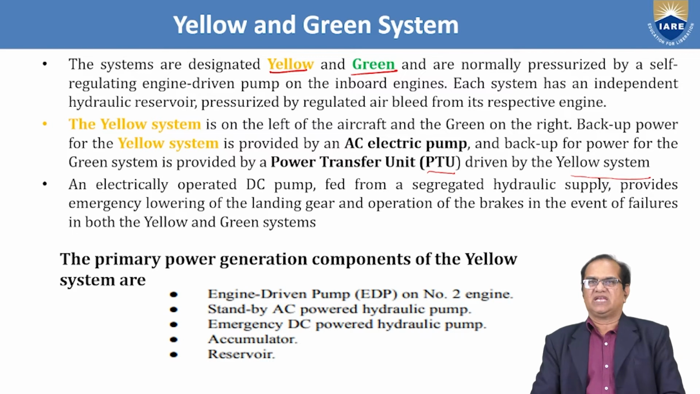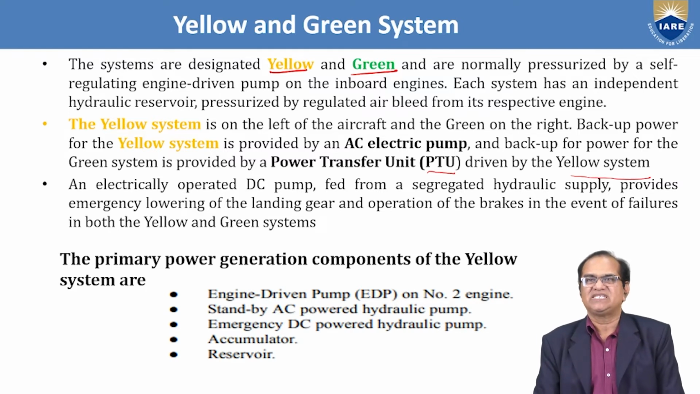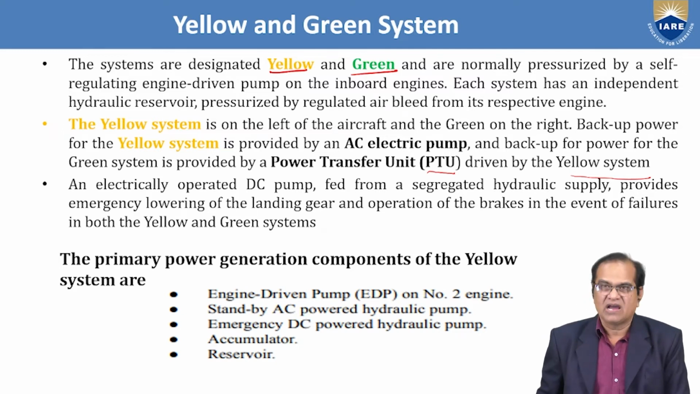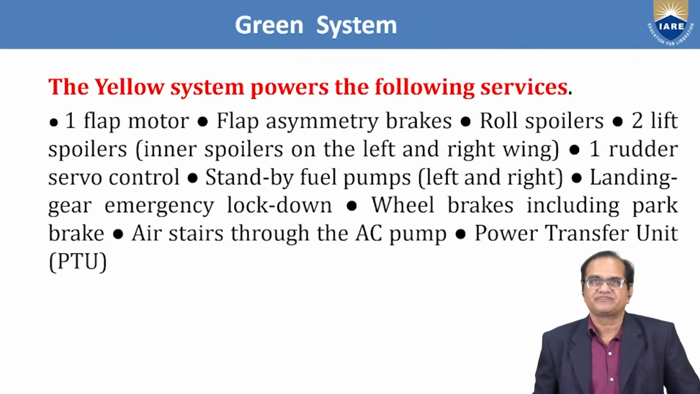The primary power generation components of the yellow system are the engine driven pump, EDP, on number 2 engine. So what are the primary power generation components of the yellow system? Engine driven pump on number 2 engine, standby AC powered hydraulic pump, emergency DC powered hydraulic pump, accumulator and the reservoir. So these are the power generation components which are very much required for the yellow system to operate.